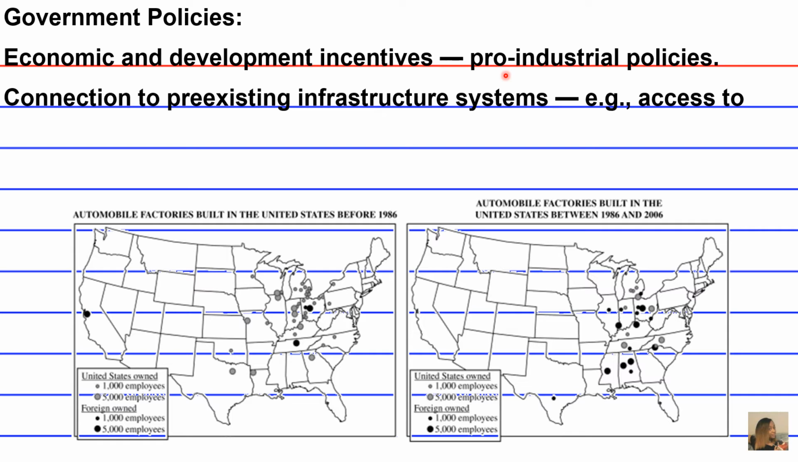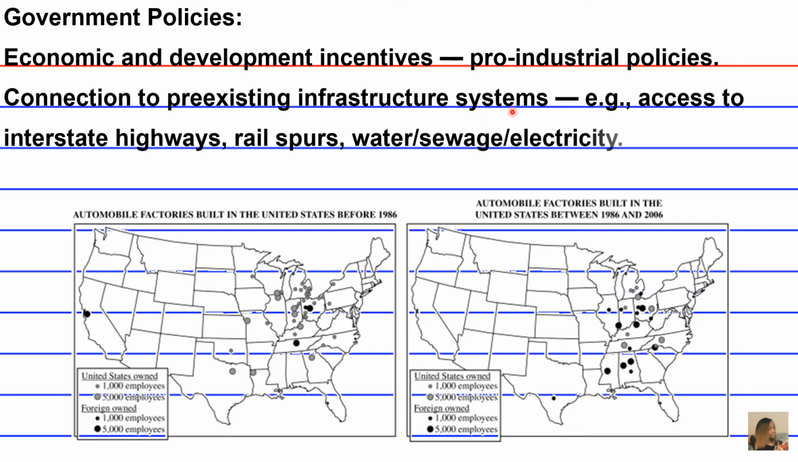Connections to pre-existing infrastructure systems such as interstate highways, railways, water lines, sewage lines, and electricity, all necessary infrastructure for building a factory. Okay, so these already set in place infrastructures may have prompted factories to move elsewhere.